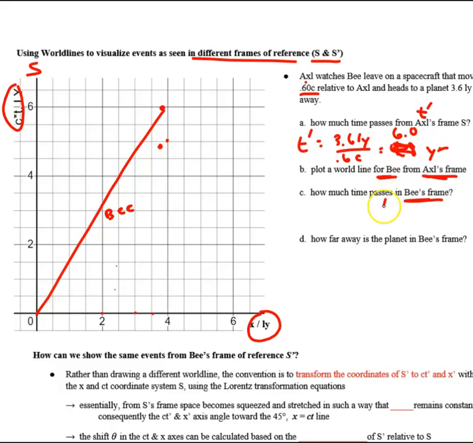So this is really the proper time, and we know that the proper time is going to be equal to Axel's time divided by the gamma factor. Now I haven't worked out the gamma factor yet, but we know that gamma is going to be equal to 1 over the square root of 1 minus v squared over c squared.